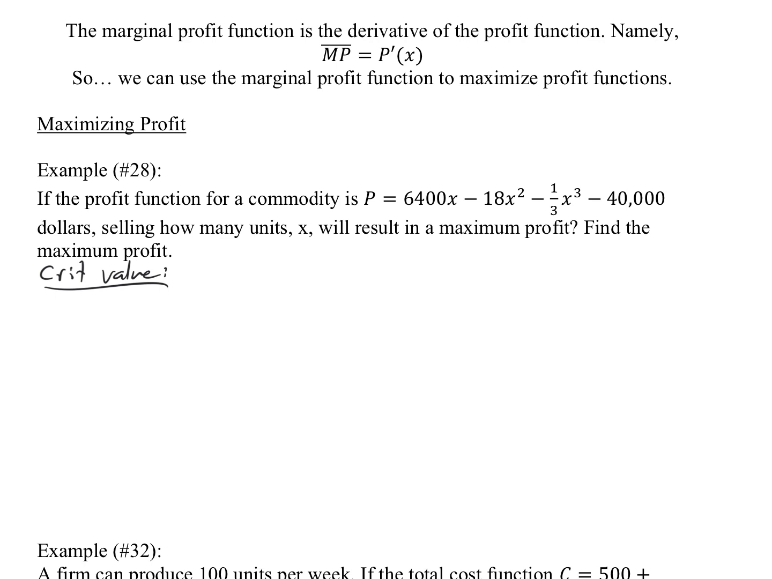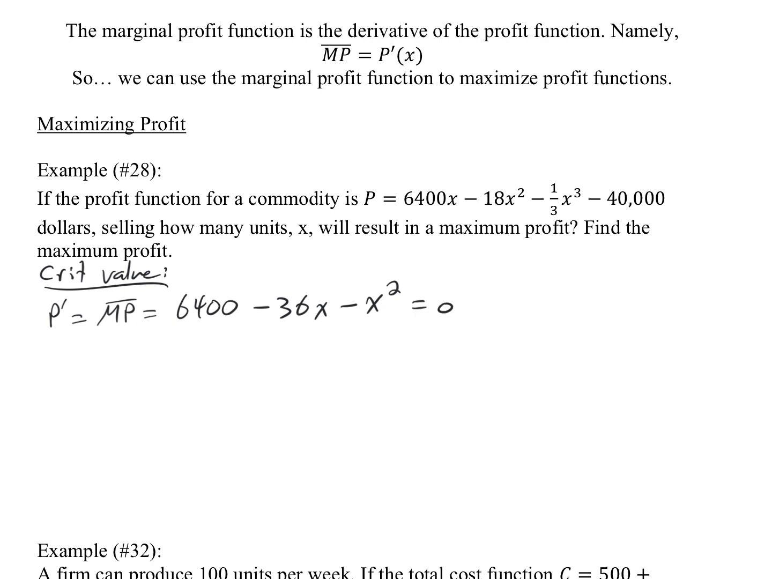This means your first derivative, so this is your p prime, which in this notation is the marginal profit, would be equal to 6,400 minus, let's see, that would be 36x minus 3 times 1/3 is just 1, so it'll be minus x squared. Derivative of 40,000 is just 0. So our marginal profit is equal to this.